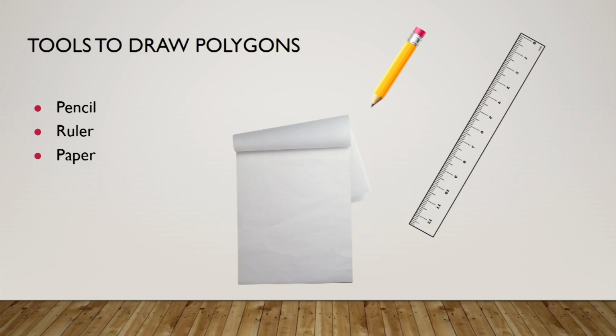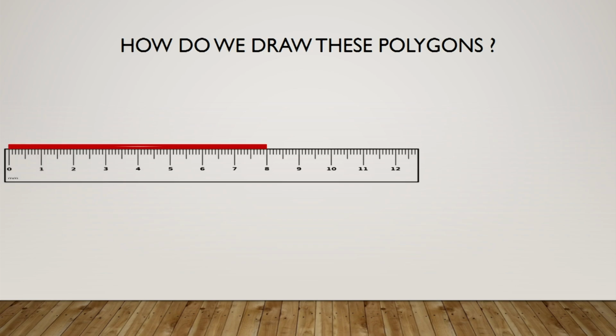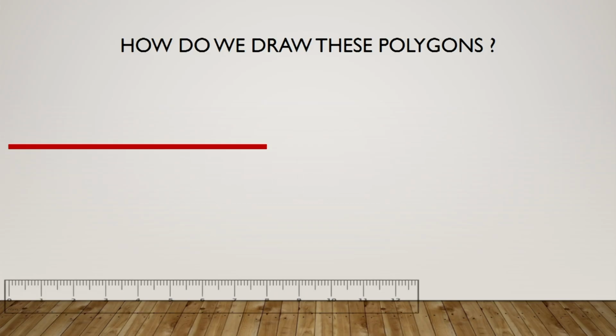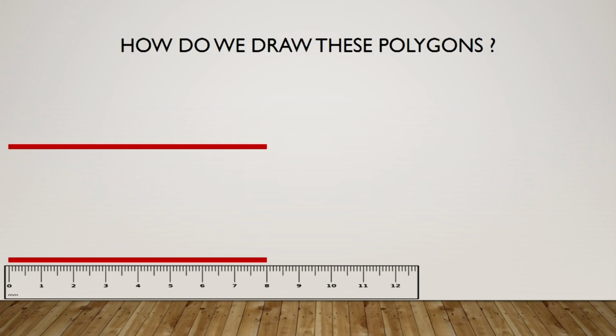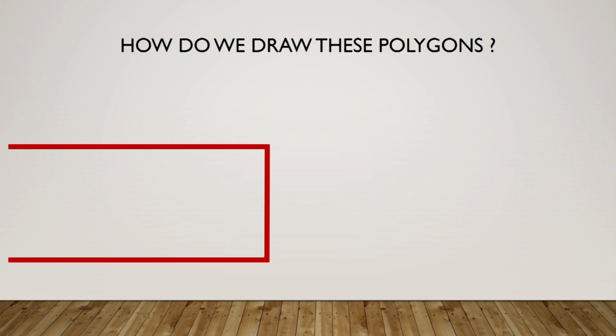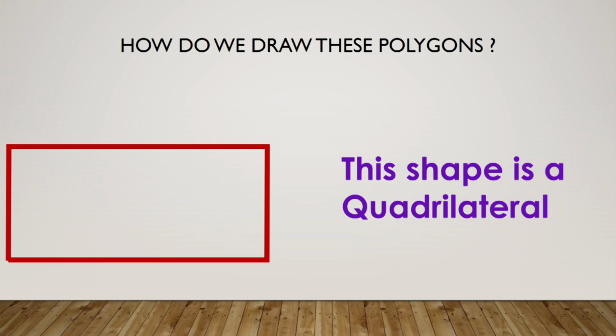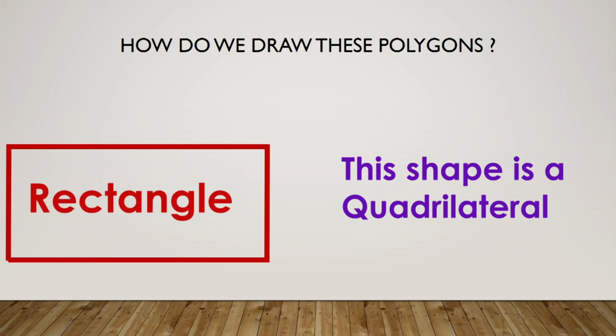So grab your tools and let's draw. Let's place our centimeter ruler on the paper and draw a line from 0 to 8. That means the line is 8 centimeters long. Let's draw another parallel line to the first one we drew, of the same length, of course. Now, we connect our lines using our rulers. What is the name of the shape we just drew? Very good. It is a quadrilateral, and the name of this quadrilateral is rectangle.